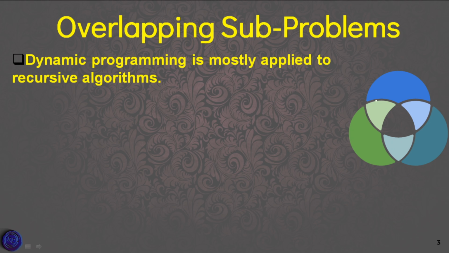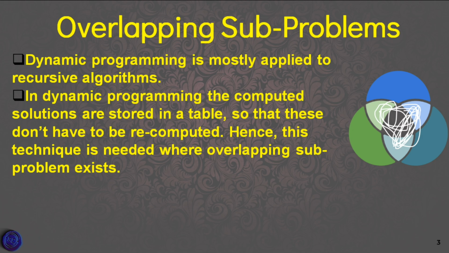So here we have three circles. So these three circles are overlapped with each other at this particular position. So at this position, the circles are overlapped. So these overlapping subproblems are solved by using dynamic programming. In dynamic programming, the computed solutions are stored in a table. As we discussed, the solutions of the subproblems are stored inside a table so that they don't have to be recomputed. Hence, this technique is needed where overlapping subproblems exist.